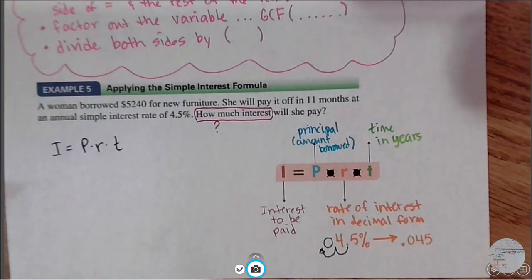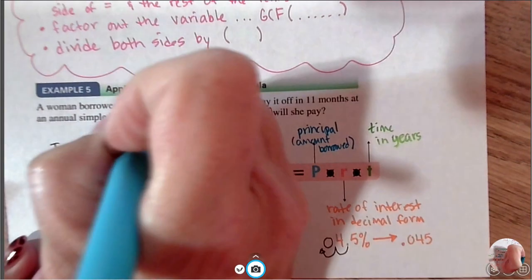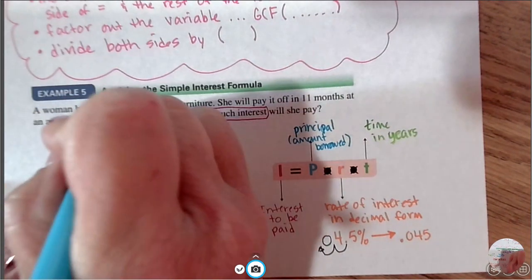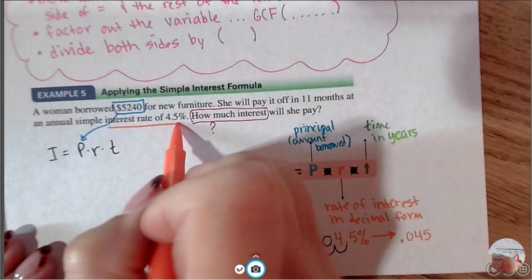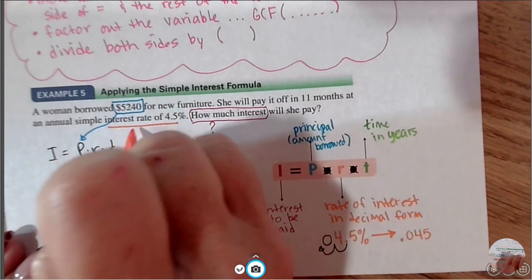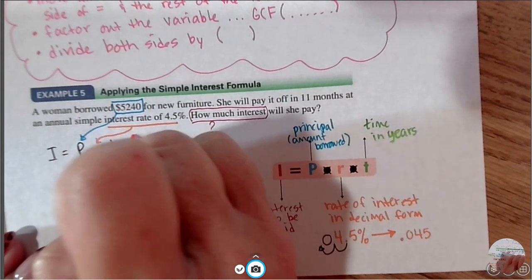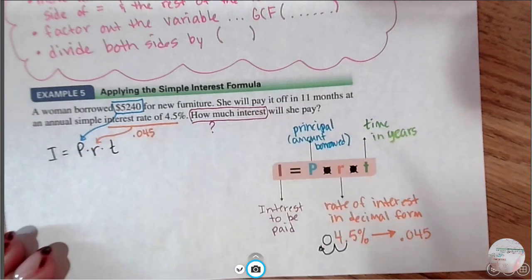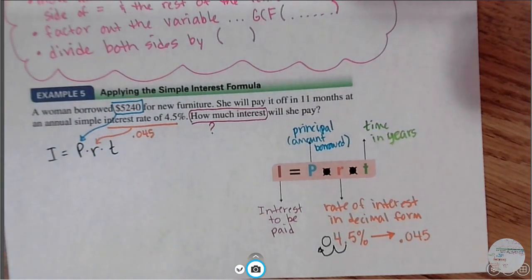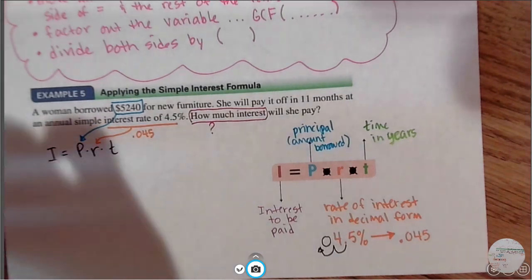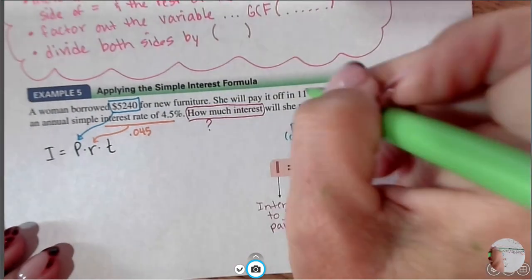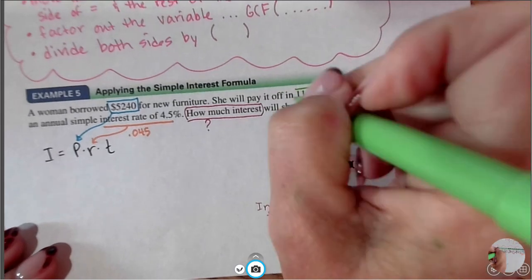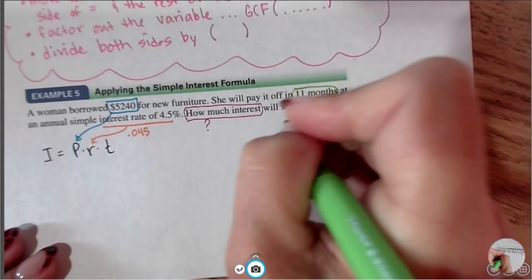We do know the principal, or amount borrowed, that's this. So P is 5,240. They give us an interest rate of 4.5%. So we're going to convert that into 0.045, and we'll use that for our interest rate. And then time is supposed to be in years, but they have given us 11 months. So we're going to take our 11 months and we're going to turn it into years.